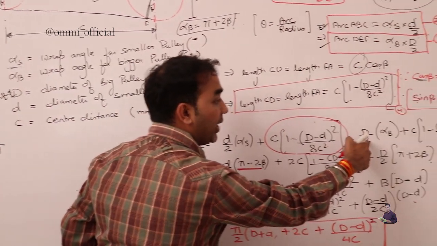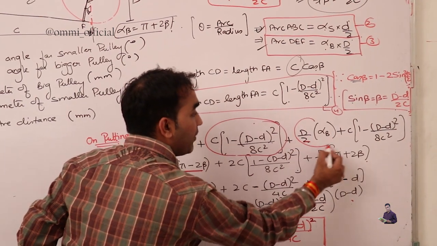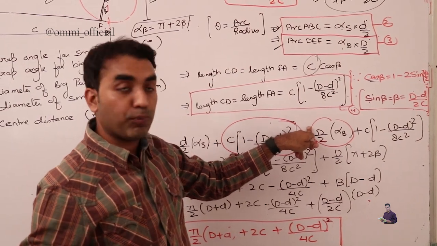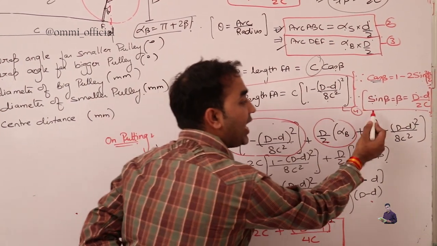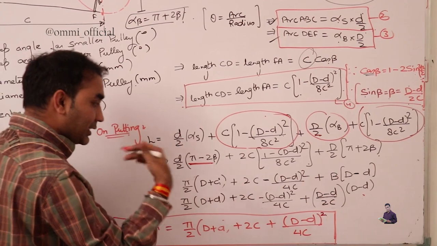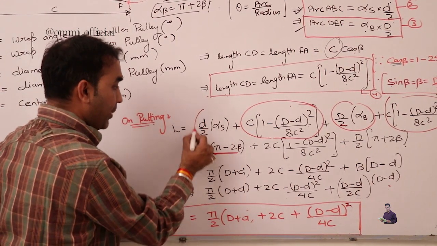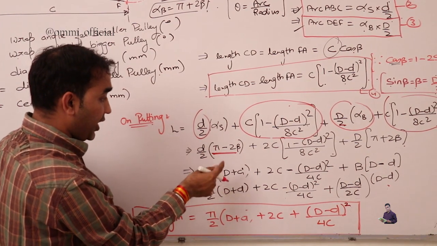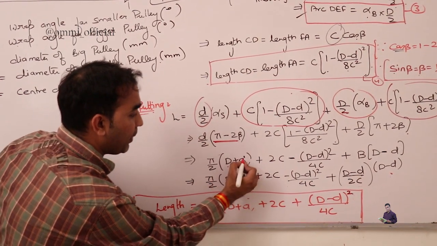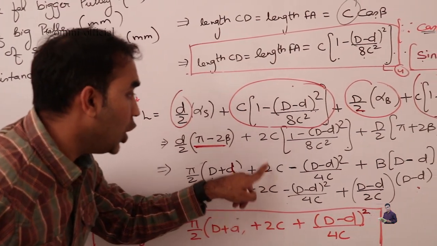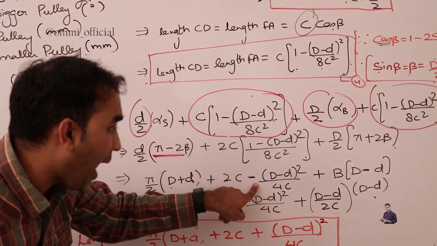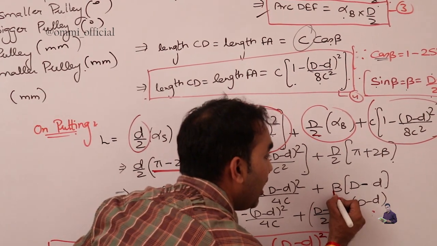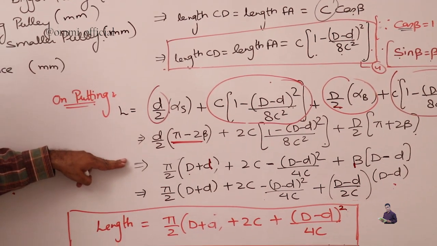Then after that we have the bigger pulley, where we have D by 2 alpha b. Alpha b is the wrap angle for the bigger pulley, and that time the pulley diameter is capital D. And again we have the C cos beta. So here on the simplification, I am going to take 1 by 2 as common. We get pi by 2 into (D plus d) plus 2C minus (D minus d) whole square upon 4C plus beta (D minus d). This is what we got on the simplification.